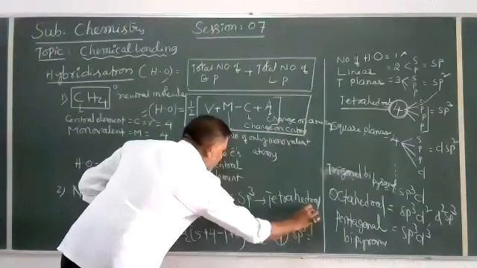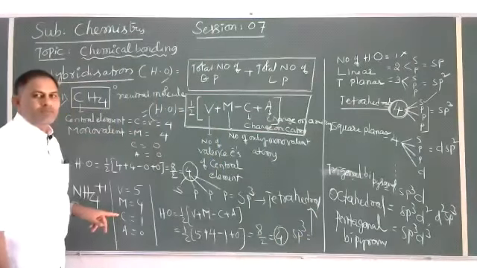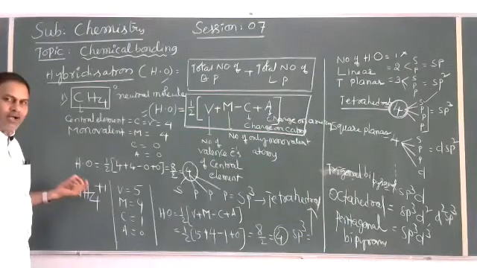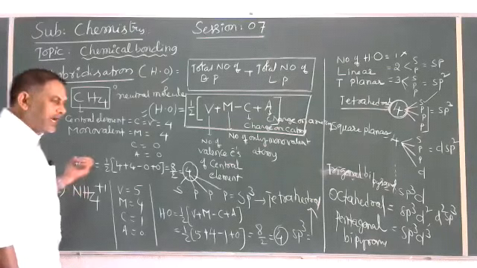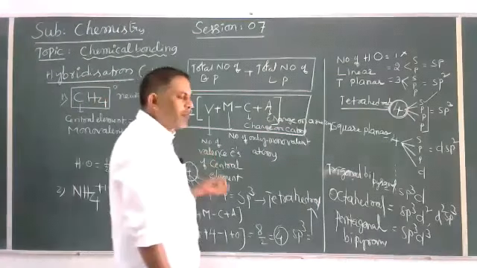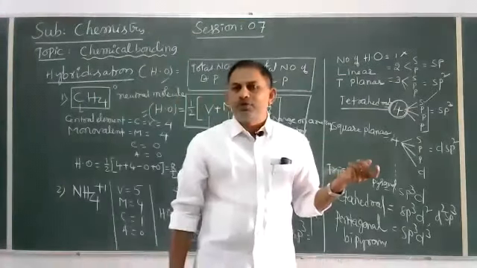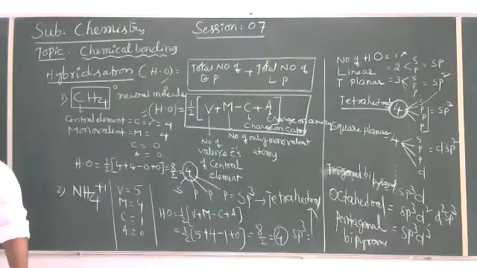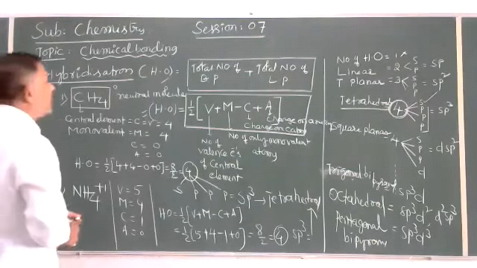It is also a tetrahedral shape. There are no lone pairs on the nitrogen atom. It is a cation species. Its geometry is tetrahedral without any lone pairs. Then I'll take one more example, that is for an anion.